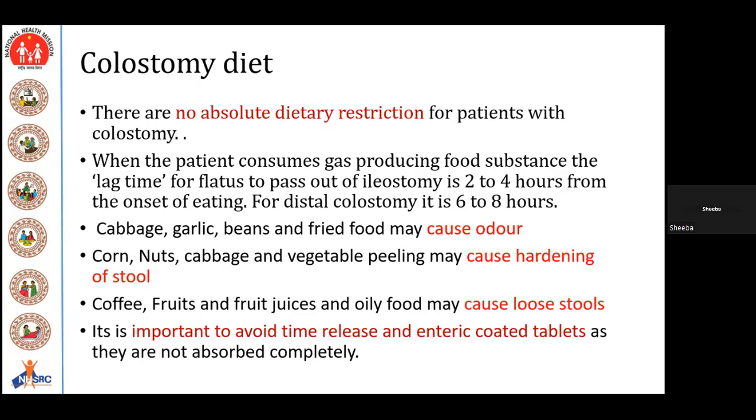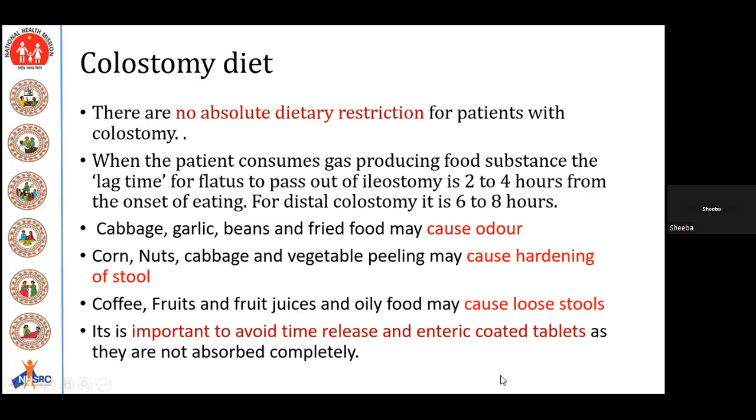If the patient is complaining of constipation, corn, nuts, cabbage, and vegetable peelings can all produce constipation, so they can control these things. And if they are complaining of loose stool, again coffee, fruits, and these kinds of things. Usually what we tell them is that, if possible, they can use the same oil for making food, so that we can prevent diarrhea. These are the important points you have to keep in mind.